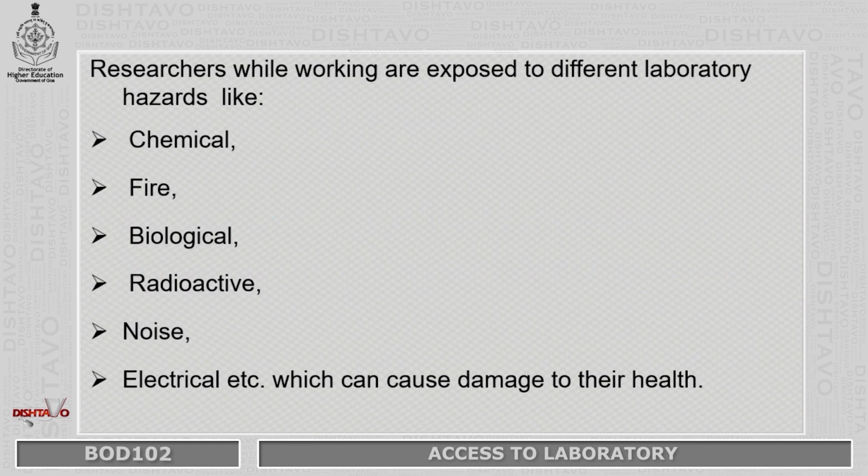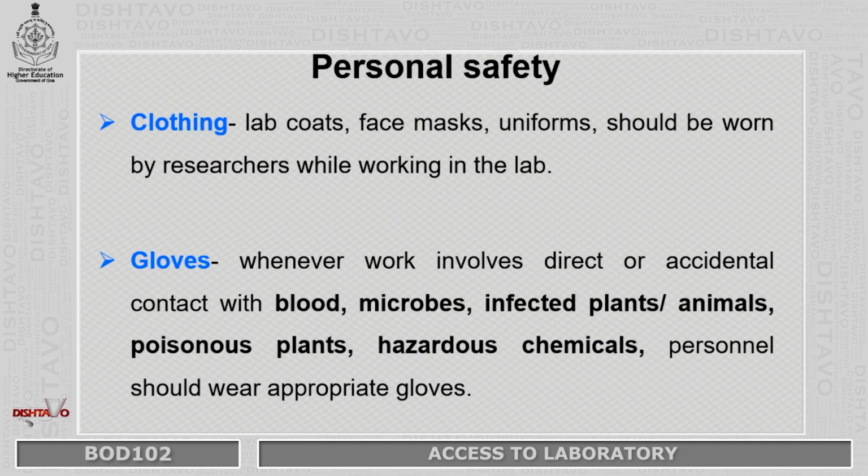This is very important. While working in the laboratory, researchers are exposed to different kinds of laboratory hazards like chemical hazards, fire hazards, biological hazards, radioactive hazards, noise hazards, electrical hazards, which can cause damage to the health of the researchers. We need to take utmost care while working in the laboratory. So let us see some of the measures of personal safety.